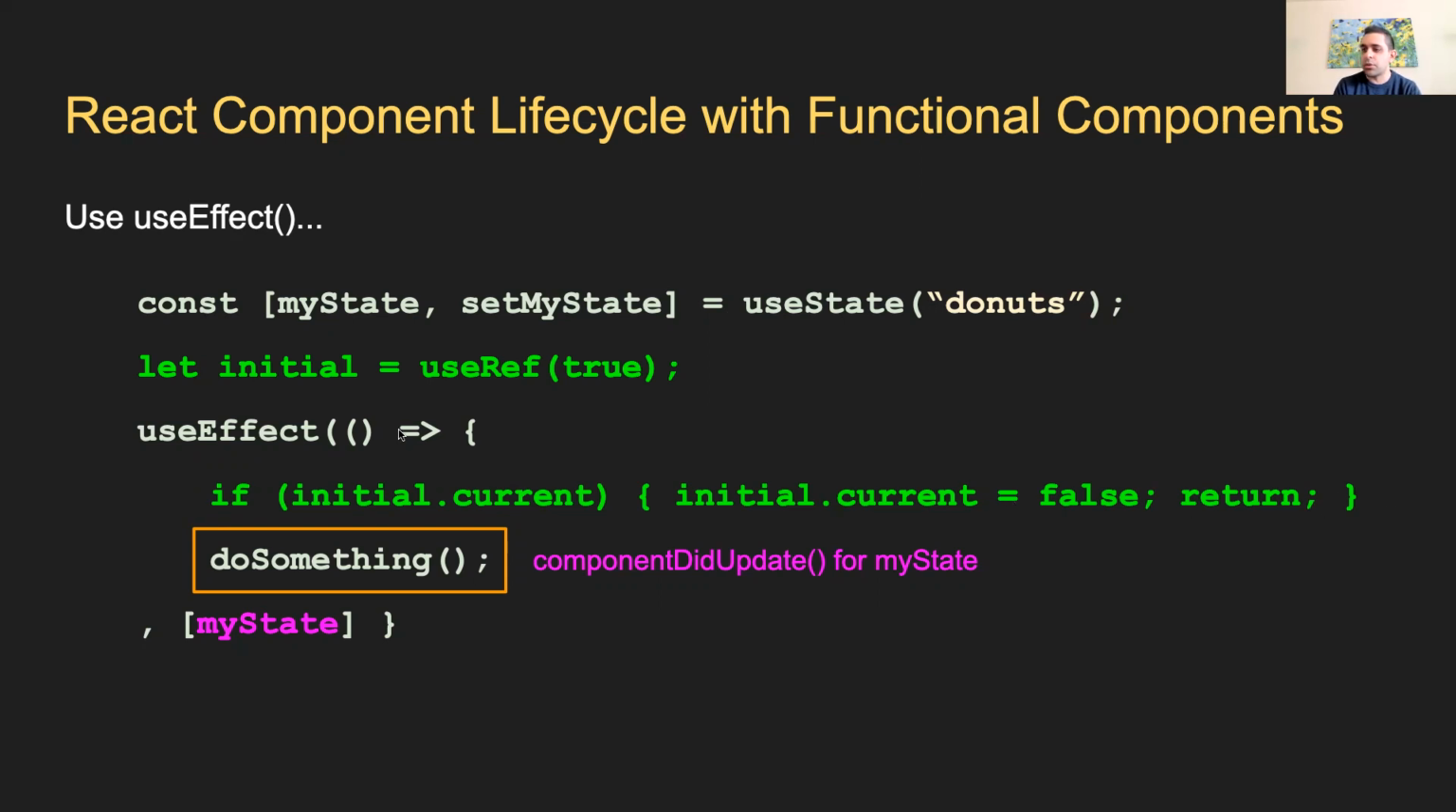And apologies for putting all of this on one line. I didn't have much real estate to work on with this slide. Basically, this if statement will be hit for the very first time that the render happens. It's going to set my initial value to false and then simply return, so it's not going to do anything in this useEffect. Every other time this useEffect is going to get called is when myState actually changes. So when myState changes, this useEffect will trigger, and the initial current value will be false. So it's going to ignore this if statement because the if condition is going to be false, and it's actually going to do something. So in this case, I'm mimicking componentDidUpdate for whenever myState changes.